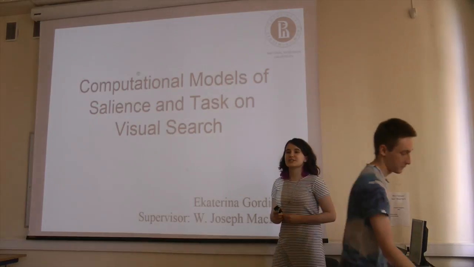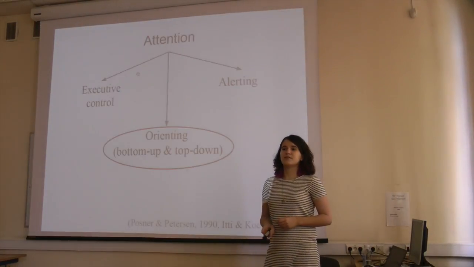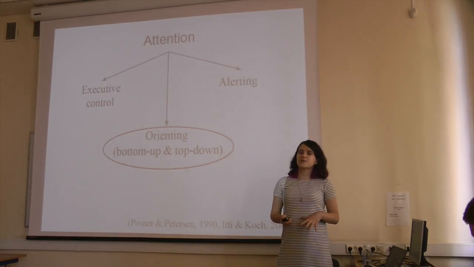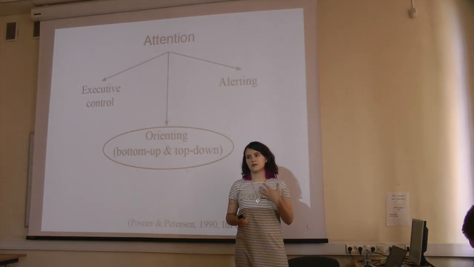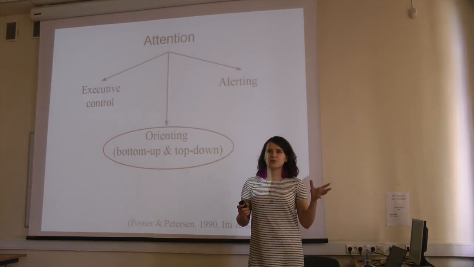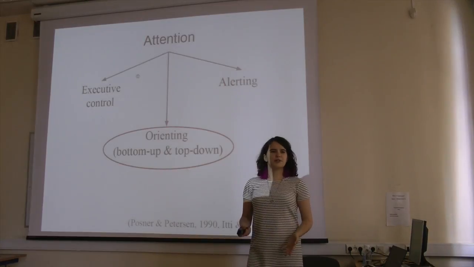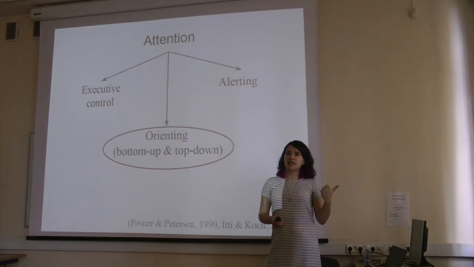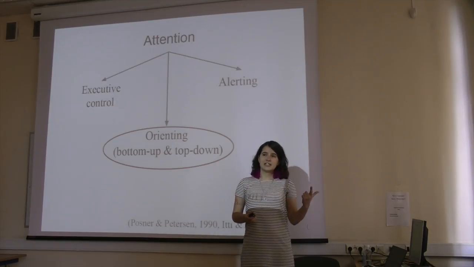So, for my thesis project, I did modeling of visual attention. Posner divides visual attention into 3 types, and in this project I will focus only on the orienting type of visual attention. So the type that selects what you are going to attend next, and it's typically divided into 2 parts. First is bottom-up attention.